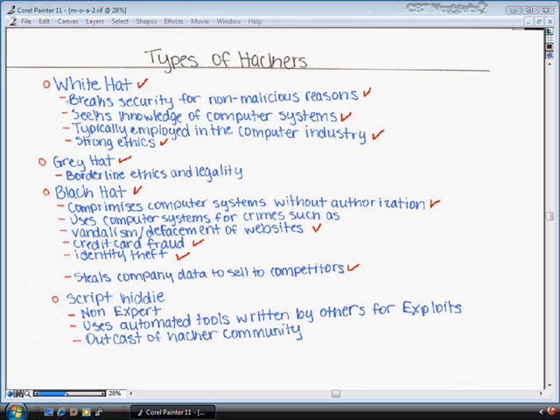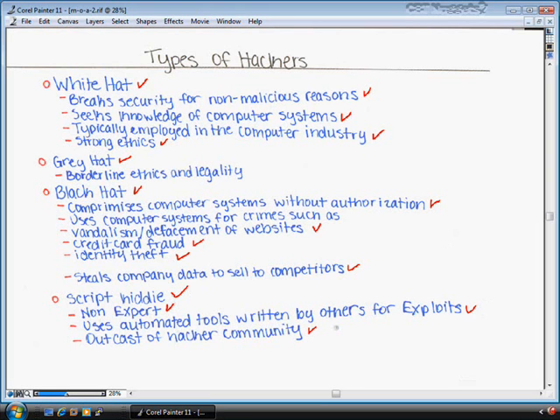And the next type of hacker that we want to talk about is a script kiddie. So what exactly is a script kiddie? A script kiddie is going to be the non-experts who use automated tools, often written by other network security professionals, for exploits against targets. They're not going to fully understand exactly what those exploits are doing to that target, and they are typically going to be the outcasts of the hacker community because they're going to be the ones that are going to get caught doing these bad things to networks.